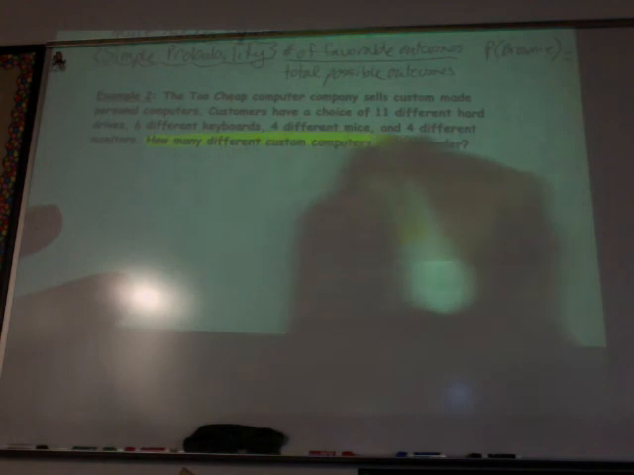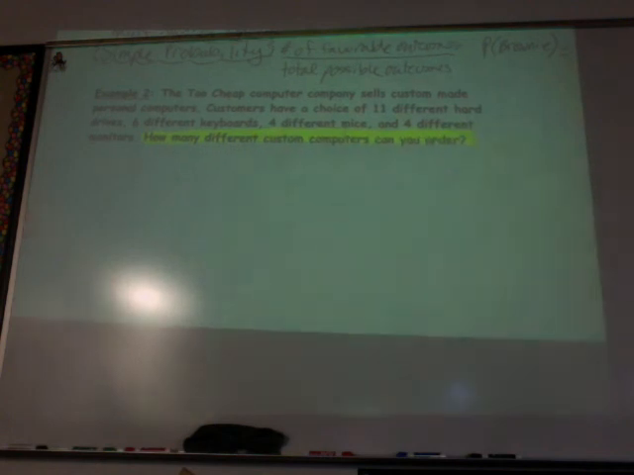Are they asking you for a list? Are they asking you for a list of the different outcomes, or are they asking you for just the total outcomes? Just the total, right? So what are you going to use? The counting principle or a tree diagram? Counting principle. If all you need is just a total number, then use counting principle. So you go ahead and try that. See how you do. You have your choices. Just multiply them together.